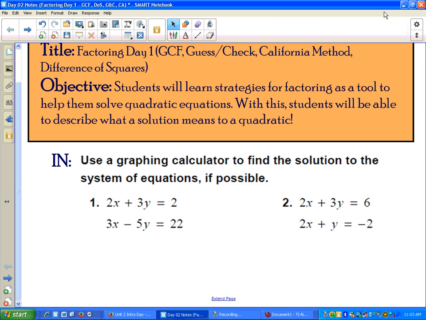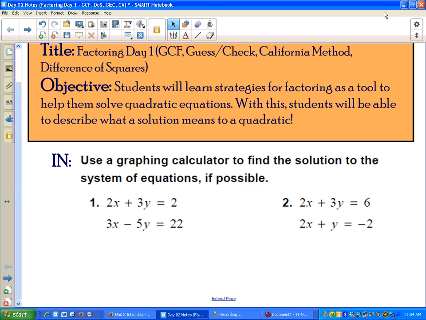Today we're going to talk about strategies for factoring as a tool to help us solve quadratic equations. With this, students will be able to describe what a solution means to a quadratic. Here's the thing: we're not only going to deal with quadratic equations, we're going to talk about factoring lots of different types of equations. We're going to do quadratic today. Tomorrow we'll look at other types of functions that we can factor. The purpose is to learn how to solve these equations. Factoring is to help us solve an equation.